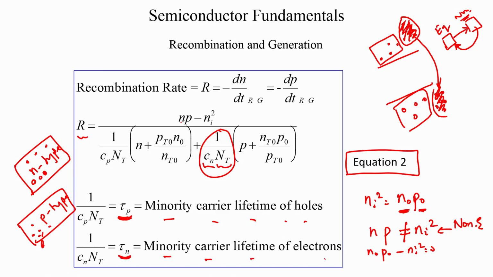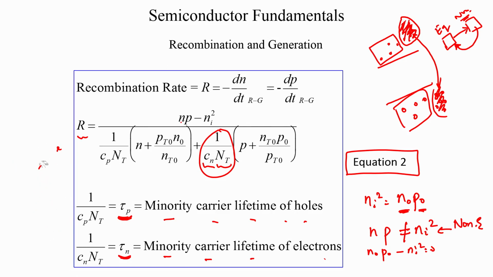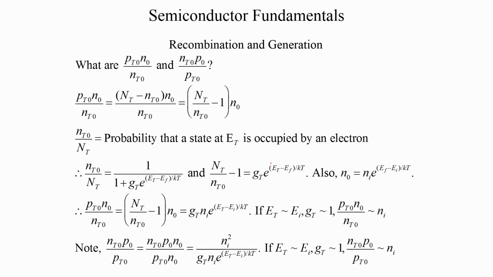So, it is important that we are not interested in the lifetime of holes in a p type material. So, that is not the minority carrier lifetime. We are interested in the lifetime of holes in an n type material and the lifetime of electrons in a p type material. So, we will now replace these two terms with tau p and tau n. But before that, let us take a look at what these two terms are. What are P T0 N0 by N T0 and N T0 P0 by P T0?